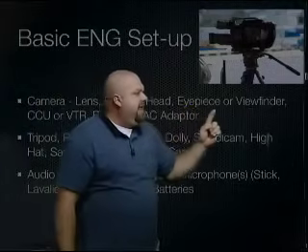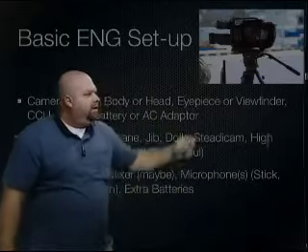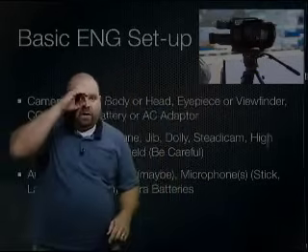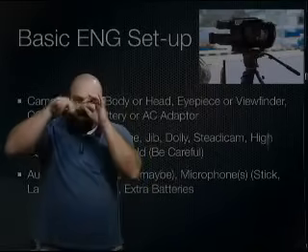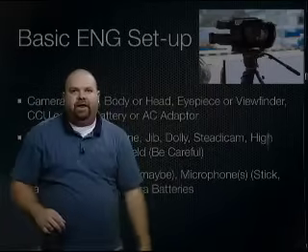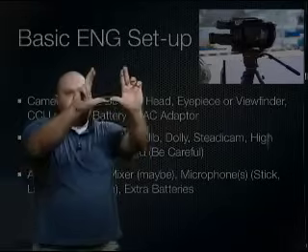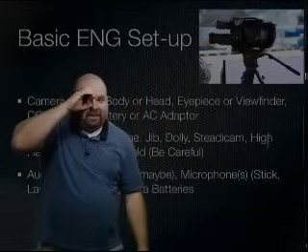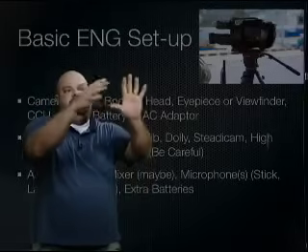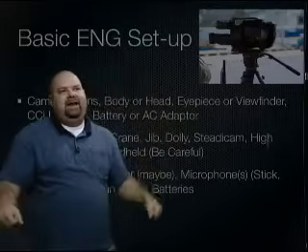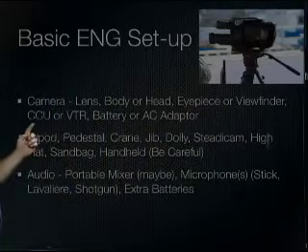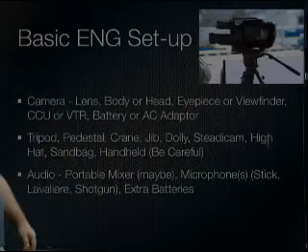Then you also have the eyepiece or the viewfinder. On this camera, this is an eyepiece up here. The eyepiece is what allows the camera operator to see what the camera is currently recording. Or there may be a viewfinder, which would be a larger screen that allows them just to look at it. Eyepiece is actually directed right on the eye. The viewfinder is a larger screen that they can stand behind and actually look at it. That's the eyepiece or the viewfinder. Then we have a CCU or a VTR.